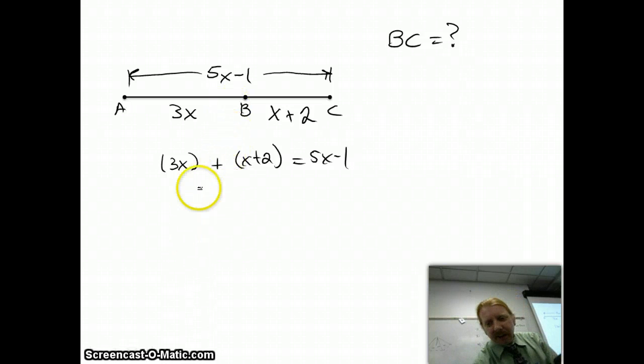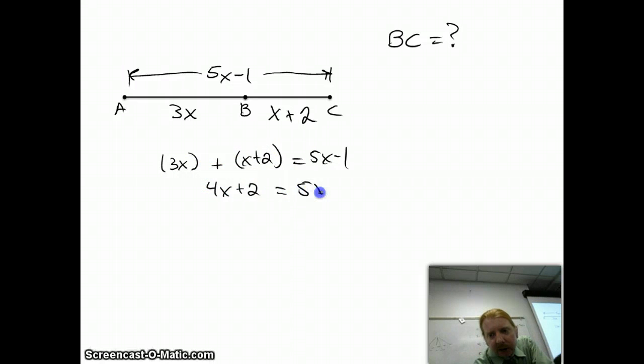Now, one of the reasons I emphasize that summer packet a lot is many of the problems look like this. They're multi-step problems with the variable on both sides of the equal sign, and that's something you have to be able to handle. Now, when I clean this side of the equation up, I get 4x plus 2 is equal to 5x minus 1.